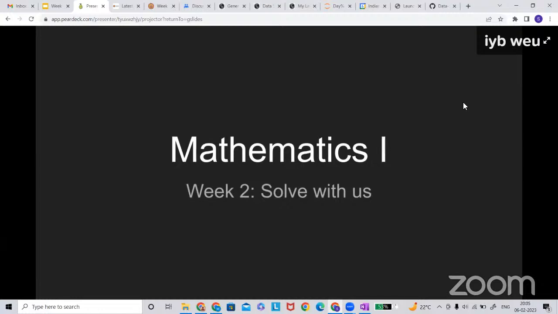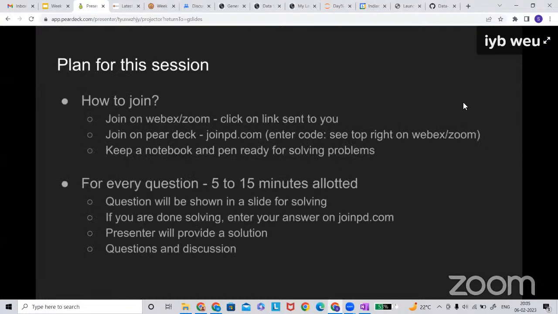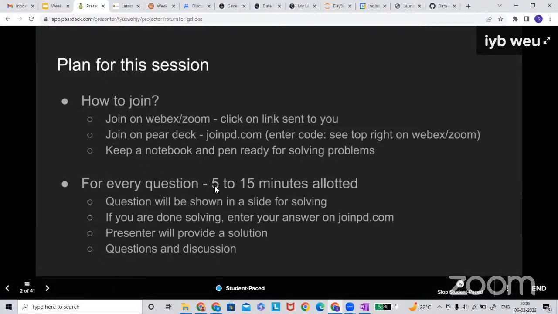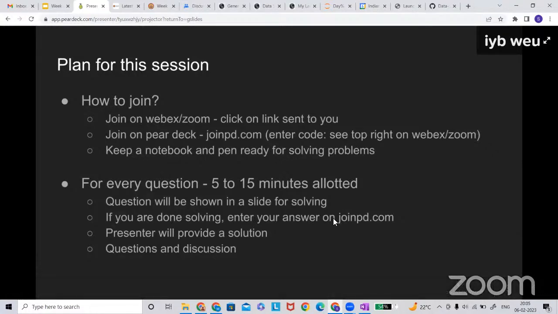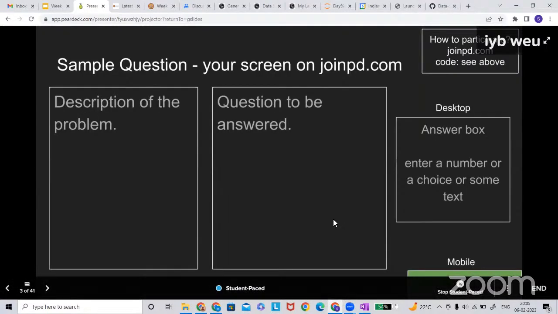Okay, let's move on ahead. The plan for this session: we have already joined on WebEx Zoom, and here is the main thing. For every question, you will get 5 to 15 minutes allotted, depending on the question, and the question will be shown on the slide for solving. If you are done solving, enter your answer on joinpd.com, and the presenter will provide a solution. Question and discussion will happen there.